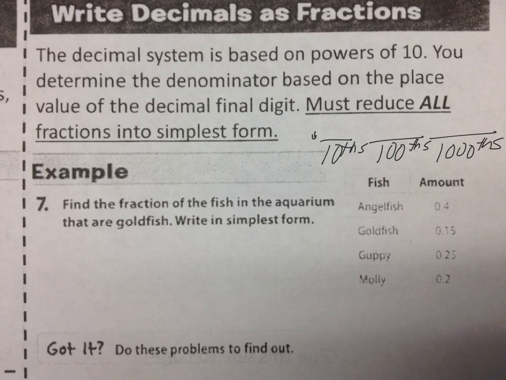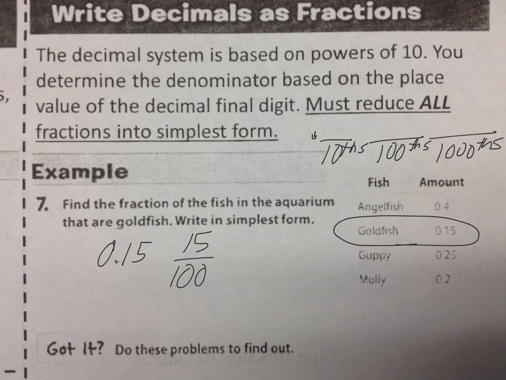Okay, so it says example 7, find the fraction of the fish in the aquarium that are goldfish. So that would be this one right over here. So let me pull that out for you, 0.15. Okay, so I'm going to look up and see what place value it ends in. Now, the 5 ends in the 100 spot, so I'm going to say 15 over 100. And this literally reads 15 in the 100 spot.